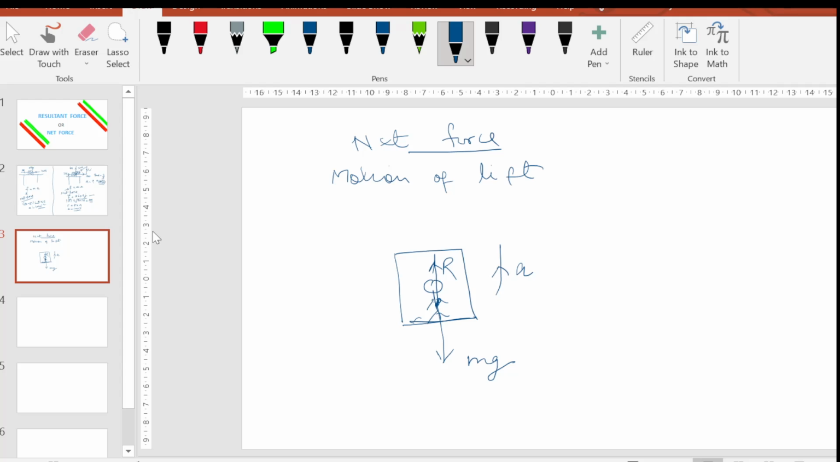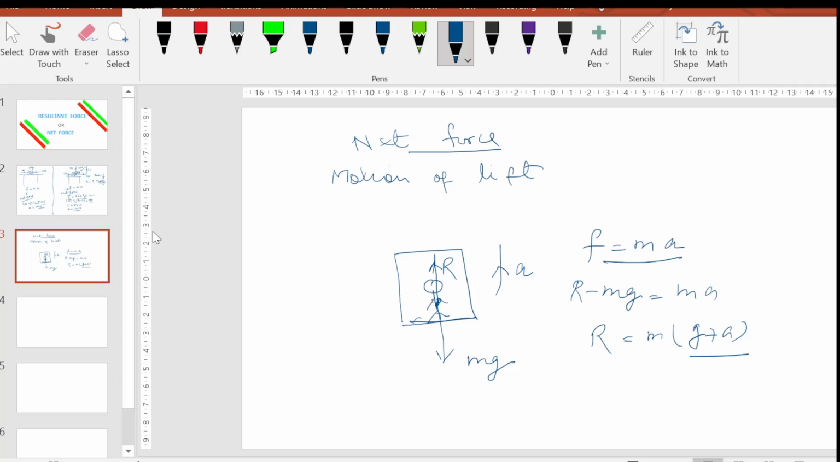So what will be the equation? Again we have to apply the equation F equals ma. What is the net force on this man? The upward force is R, the downward force is mg, and the lift is moving in the upward direction. So the net force is R minus mg, and that equals mass into acceleration, m into a. So what I can find out is R. Finally it will become m into (g plus a).